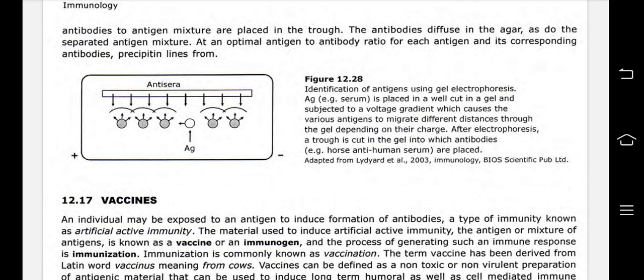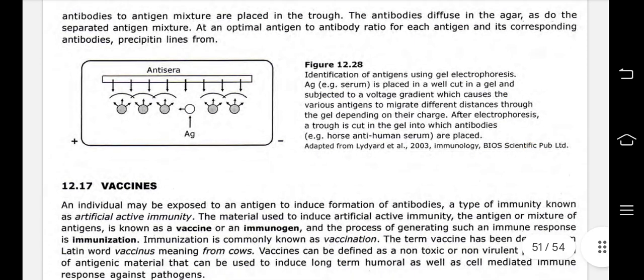Serum is placed in a well cut in the gel and subjected to a voltage gradient, which causes the various antigens to migrate different distances through the gel depending on their charge. After electrophoresis, a trough is cut in the gel into which antibodies, whole anti-human serum, are placed.